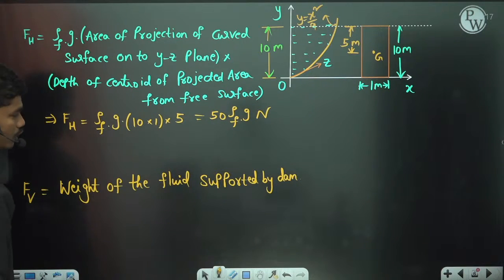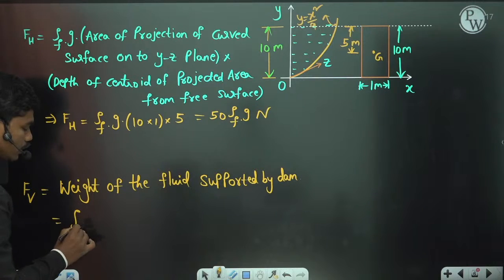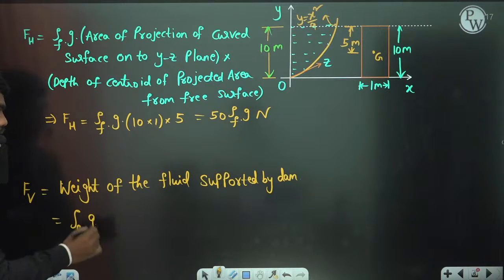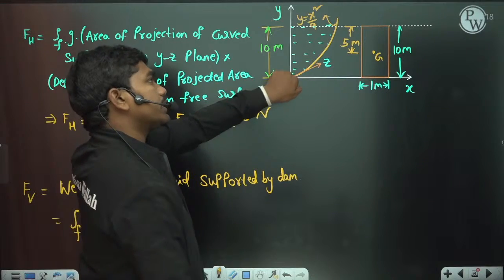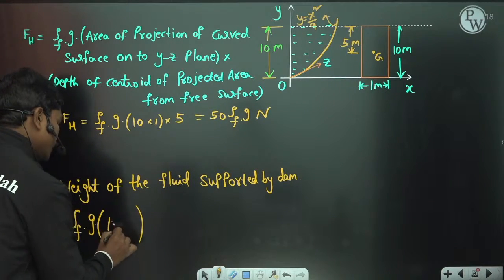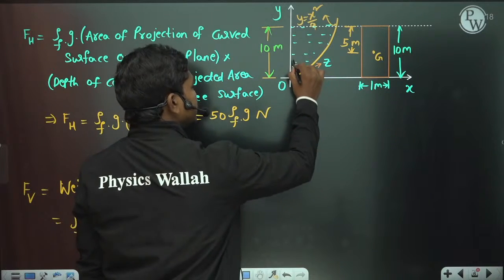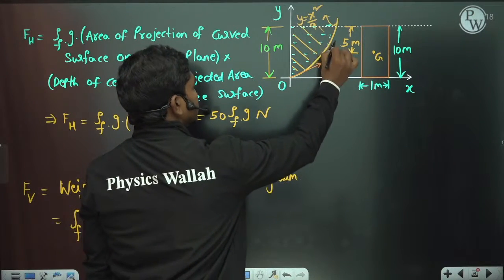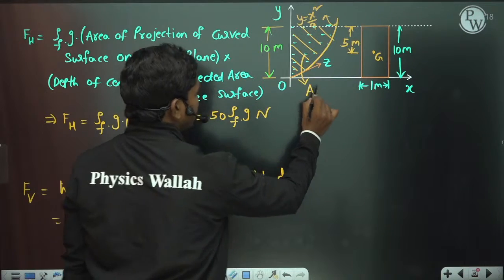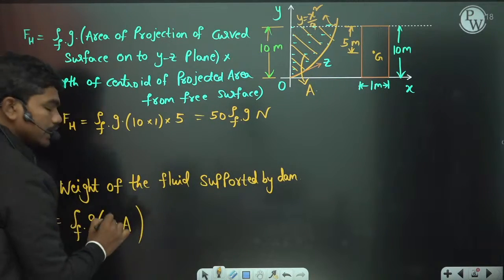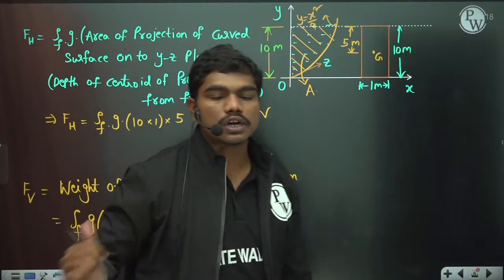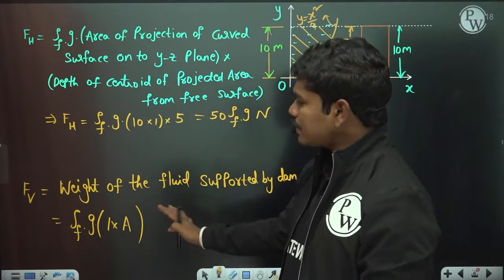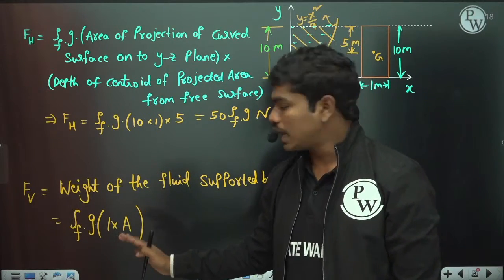So if this is the weight of the fluid supported by the dam, it is equal to the density of the fluid times gravity into the volume of the fluid. The volume of the fluid can be written in this way. It is of 1 unit thickness, so 1 unit into, if I shade this area and call it capital A, then this is nothing but 1 into capital A. Yes or no? Please type in the chat box. Are you all clear till here? If you are clear, then we'll see how to calculate the integration.